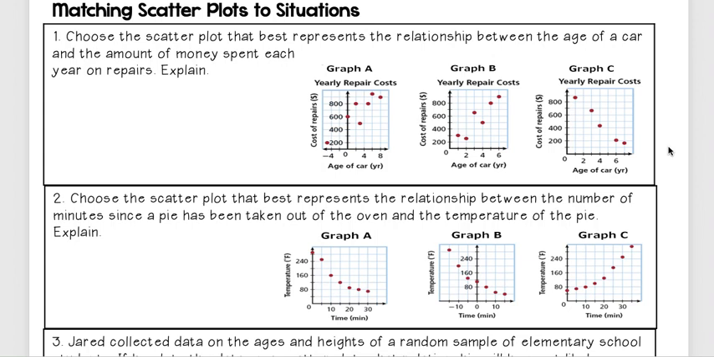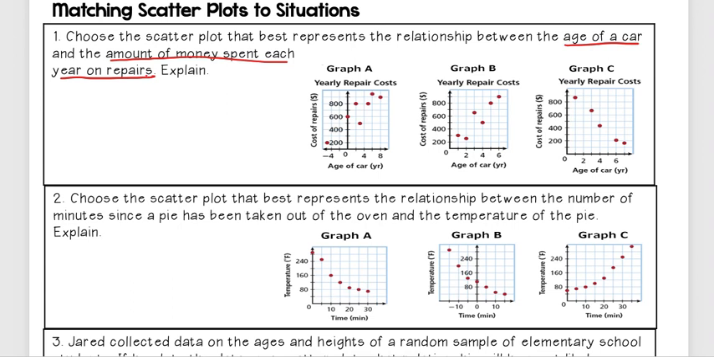Okay, so in this video, we're going to be talking about matching scatter plots to situations. So I'm going to give you a real life problem, and we're going to match what we think the scatter plot would look like of that data. For this first one, it says to choose a scatter plot that best represents the relationship between the age of a car and the amount of money spent each year on repairs.